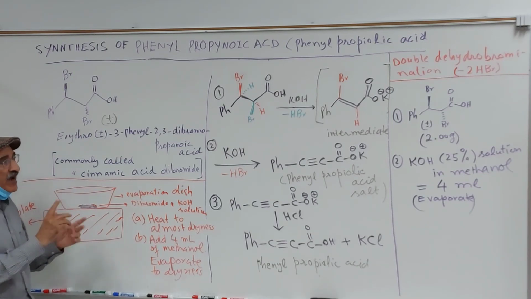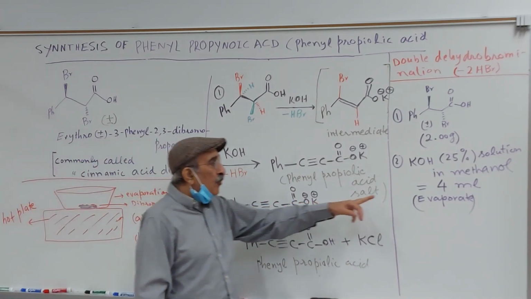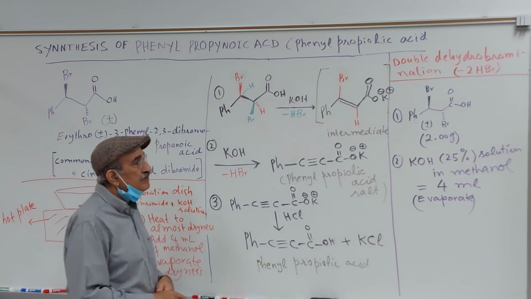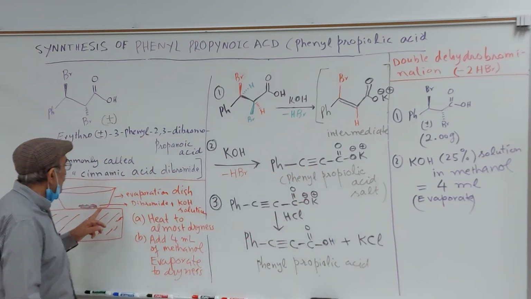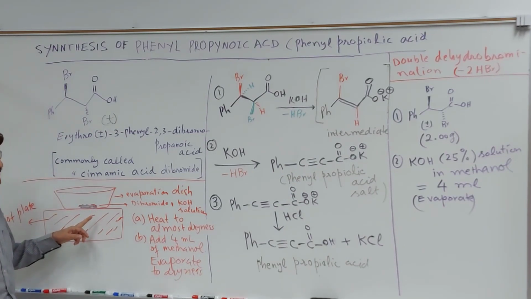Okay, now you add 4 ml more of methanol. Not the potassium hydroxide this time; you add 4 ml of methanol. Previously you added 4 ml of potassium hydroxide solution in methanol. Now you are adding 4 ml of just methanol, and again dissolve it and again evaporate it. So you evaporate methanol twice. After the second evaporation, your reaction is done. Now you basically turn off the heat.